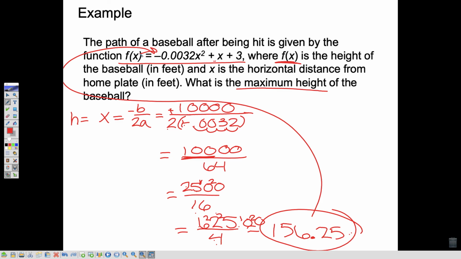You have everything you need. You have 3 application problems. Guess what you have to find on all 3? The max or the min. I'll probably be in during IB.